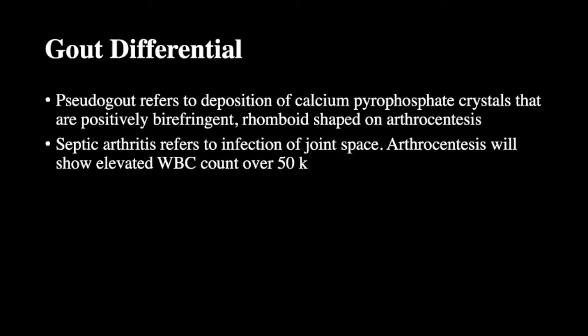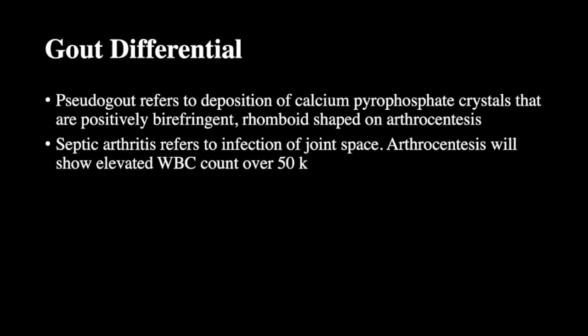Lastly, I just want to go through the differential for gout. Given the fact that gout has a pretty non-specific clinical presentation of monoarticular joint pain, there are a lot of things it can mimic. One of the things that you should always consider is pseudogout. Whereas gout is due to deposition of monosodium urate crystals, pseudogout is due to deposition of calcium pyrophosphate crystals, and it can be distinguished pretty easily through arthrocentesis, whereas in pseudogout you're going to see positively birefringent rhomboid-shaped crystals.